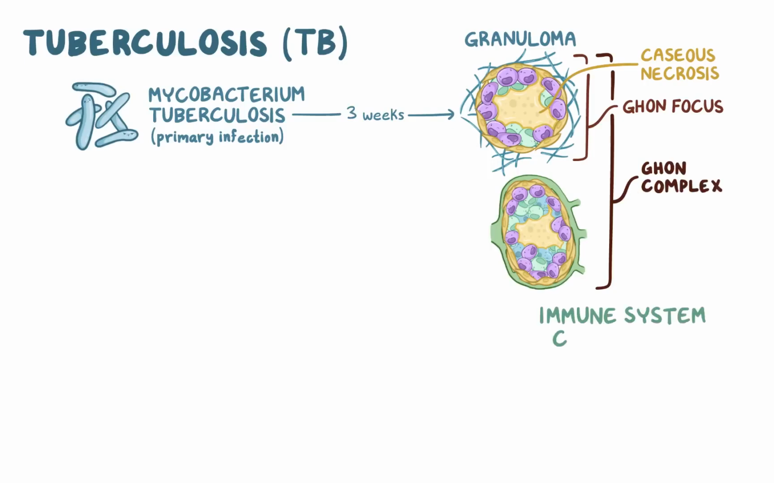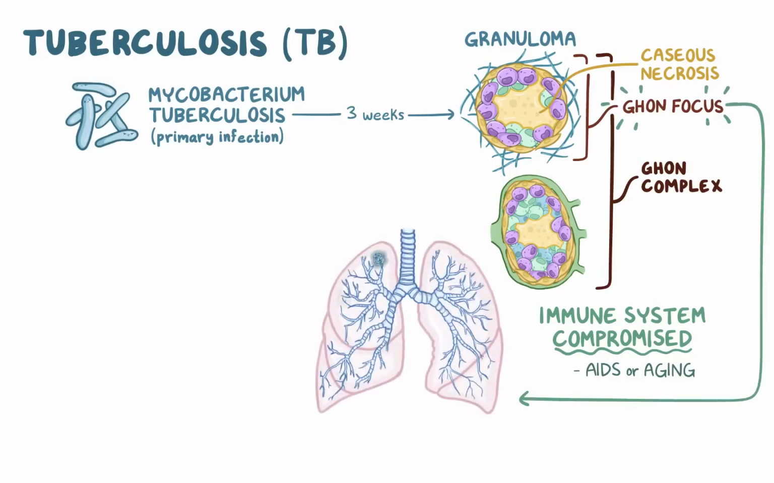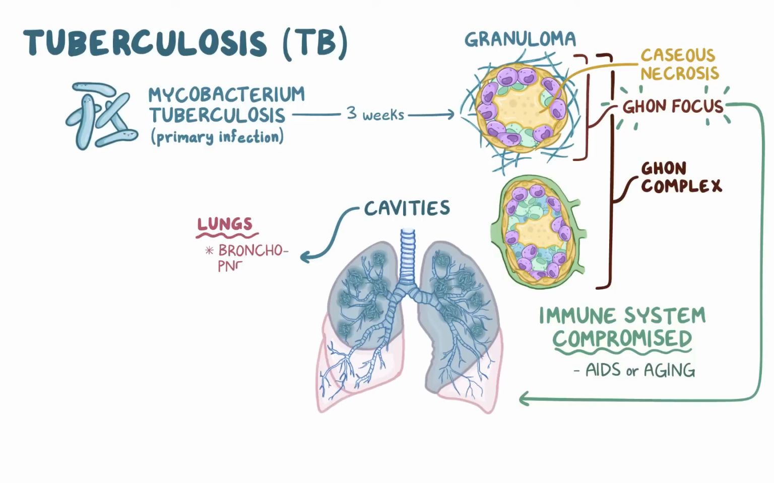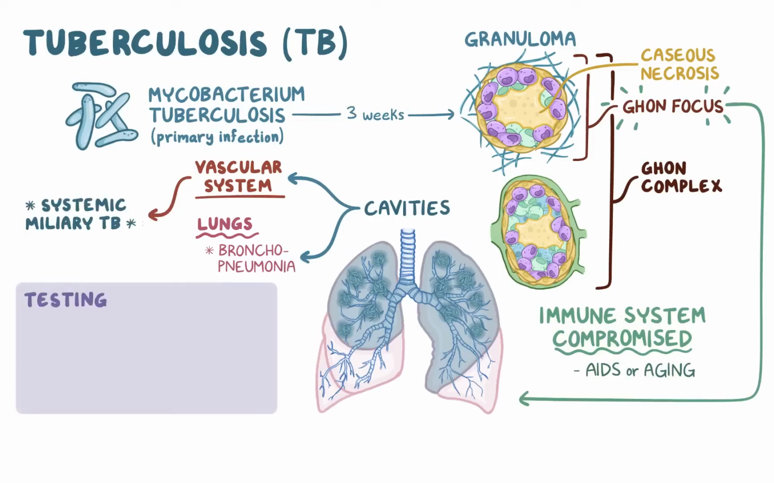If the immune system becomes compromised, like with AIDS or older age, the Ghon focus can reactivate, and the infection can spread to one or both upper lobes of the lungs, where it forms cavities. From cavities, bacteria can disseminate to other parts of the lungs, causing bronchopneumonia. But it can also spread through the vascular system and infect almost every tissue in the body, which is called systemic miliary TB.